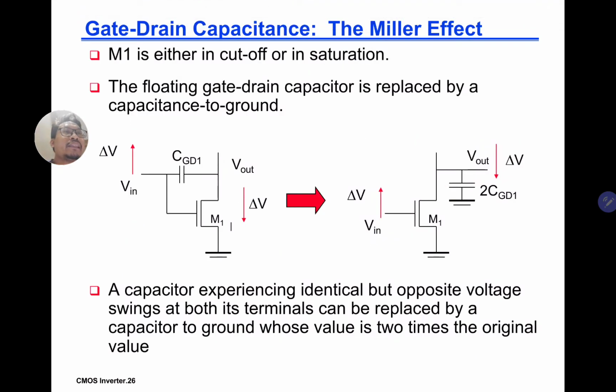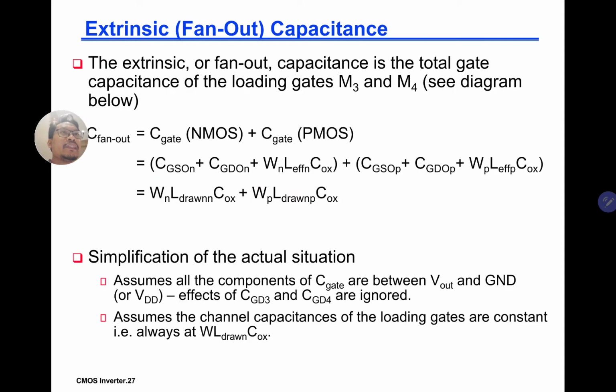Okay, the Miller effect, I think for me it's not quite interesting. I think I'm going to skip this. It's not really useful for now. Okay, so this one is more interesting. So we're looking at the extrinsic capacitance. So remember, we discussed quite in detail on the capacitance in the previous chapter. So here basically we're going to expand the analysis.